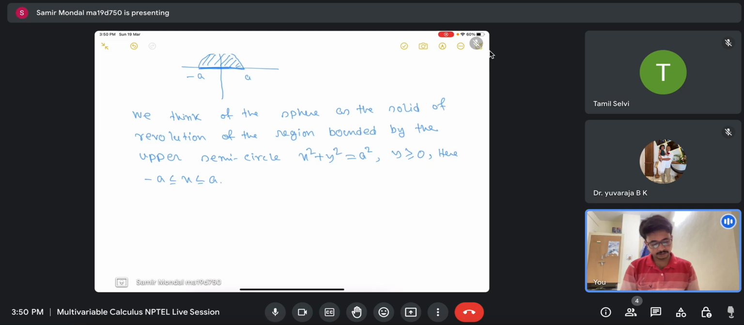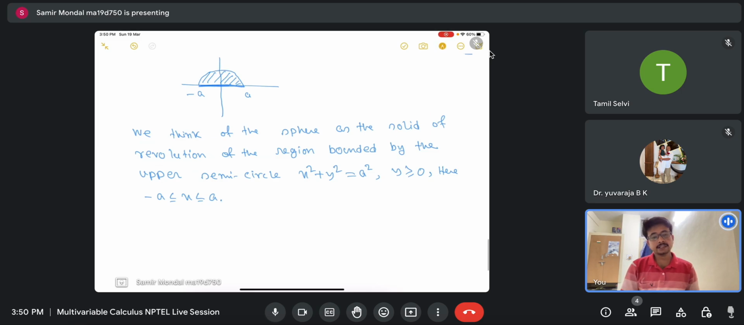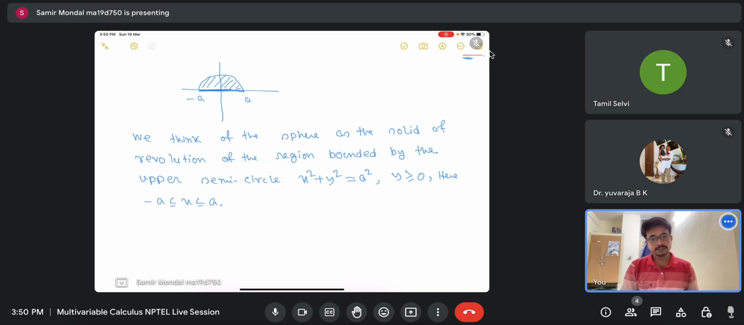Till now, it's fine or not? Please tell me how we are getting a sphere. We get the sphere by revolving the region bounded by the upper semicircle and the x-axis, where x is between minus a and a. When you revolve this region around this axis, we will get the sphere.